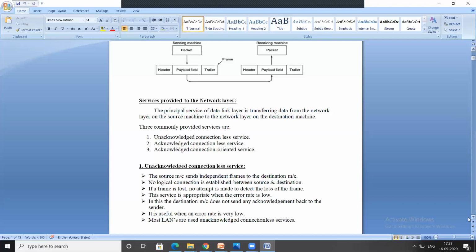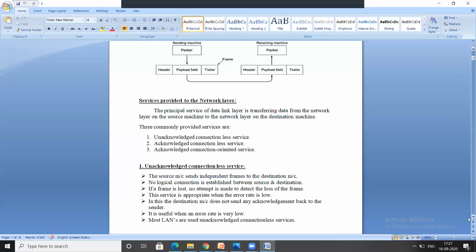Now the second service, acknowledged connectionless service, will be used wherever the error rate is high. ఎర్రర్ రేట్ హైగా ఉందంటే ఏంటి? సెండర్ పంపించిన ఫ్రేమ్స్ రిసీవర్ రిసీవ్ అవ్వలేదు. ఆ విషయం సెండర్కి ఎలా తెలియాలి? అక్నాలెడ్జ్, if they use acknowledged services, then the sender might know.